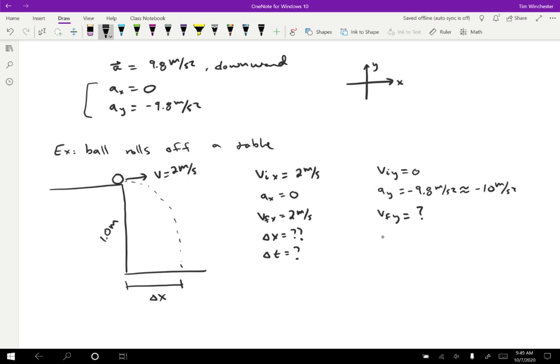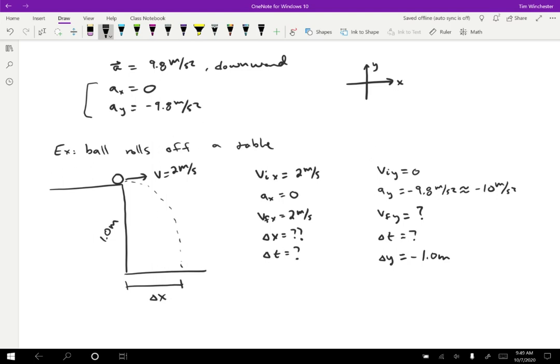What about delta t? Well, we don't know delta t, so I'm going to put a question mark for that. We do know how far it goes in the vertical direction, though. So delta y is going to be negative 1.0 meters. Why negative? Because it starts at a higher level and then goes downward. So its displacement is 1 meter downward. And because I have set up a coordinate system where y is upwards, it has to be negative. If you mess up the signs, usually you'll get an answer that doesn't make any sense, which can be a clue to go look for that.